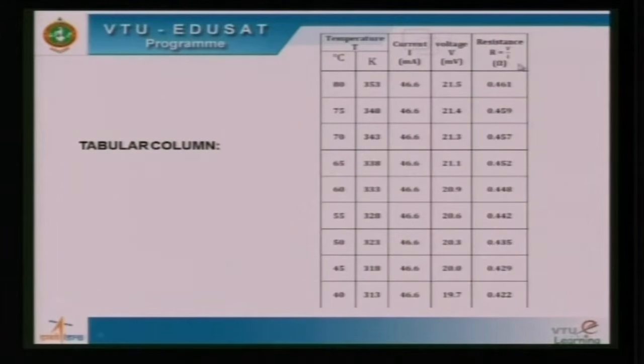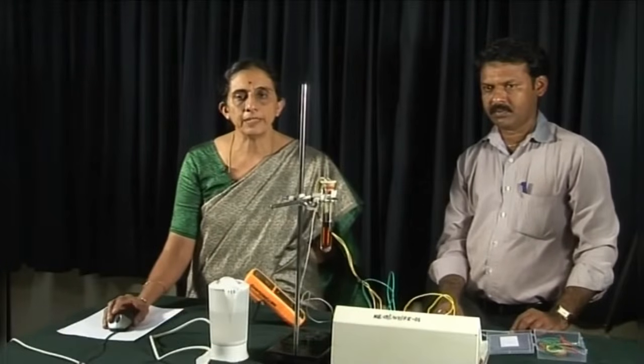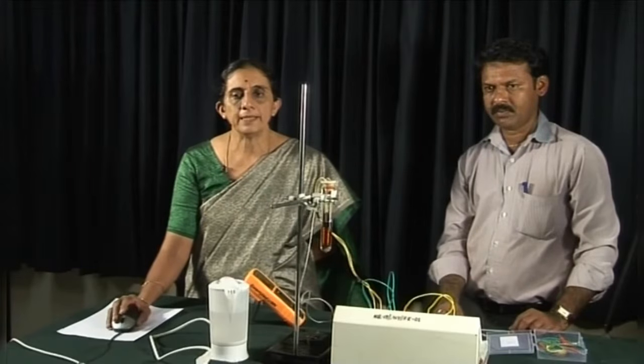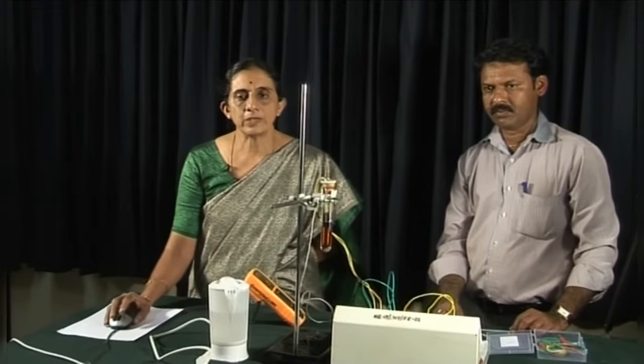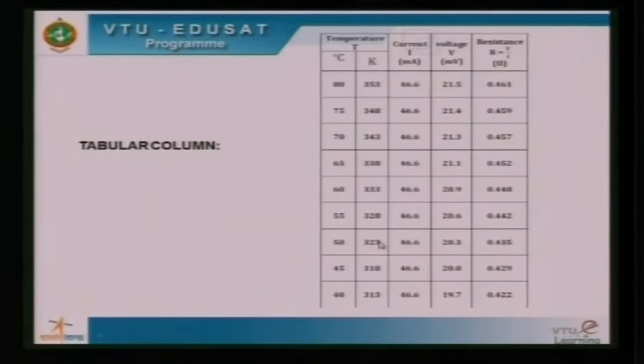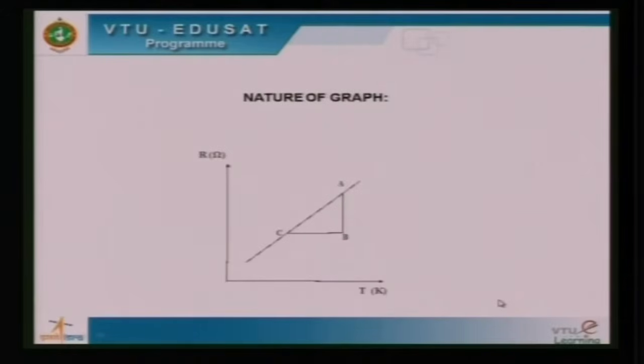So, with this we will calculate the value of resistance of the copper coil at various temperatures using the simple Ohm's law formula, R equals V by I. So, the resistances are calculated and recorded here. Then we will notice that as the temperature decreases, resistance has also decreased. Then we plot graph of resistance versus temperature in Kelvin. Resistance is plotted along the y-axis and temperature along the x-axis. Then we find the slope of this plot.